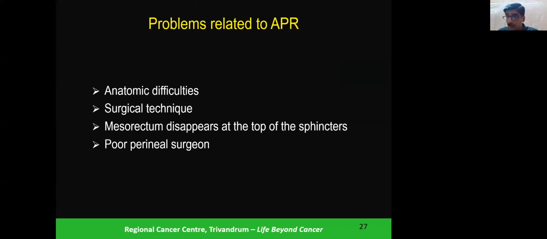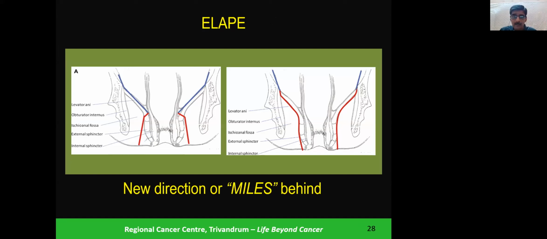The mesorectum, as you know, disappears at the upper part of the sphincters, and the perineal surgeon is sitting in a very difficult position, the lighting is not good, the instrumentation is not good, or the senior surgeon has taken the better instruments or the better assistant, or you are sitting in the most uncomfortable position doing it. The perineal part of the APR was not being done properly. If you want to do a good APR, this is the way you should be doing it.